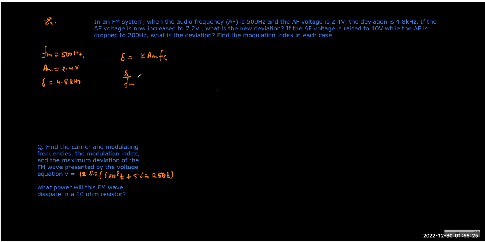Delta by FM is the modulation index, right? This is the formula for modulation index. Okay. Yes. And so what they're asking, the first part is the VM, I mean, AM.